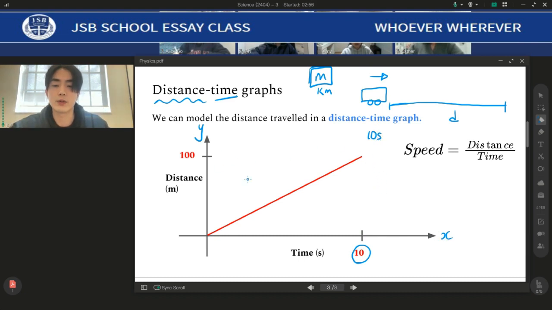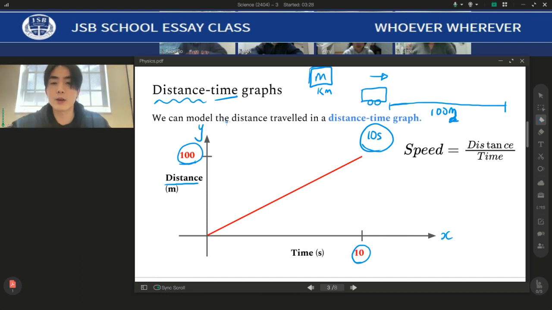How far has it traveled? Well, the distance we read here is 100. So this distance is 100 meters. It travels 100 meters in 10 seconds. Does everyone understand? Amy, Alice, you understand? Are you sure? Okay, so this car has traveled 100 meters in 10 seconds. This is what the distance time graph is.